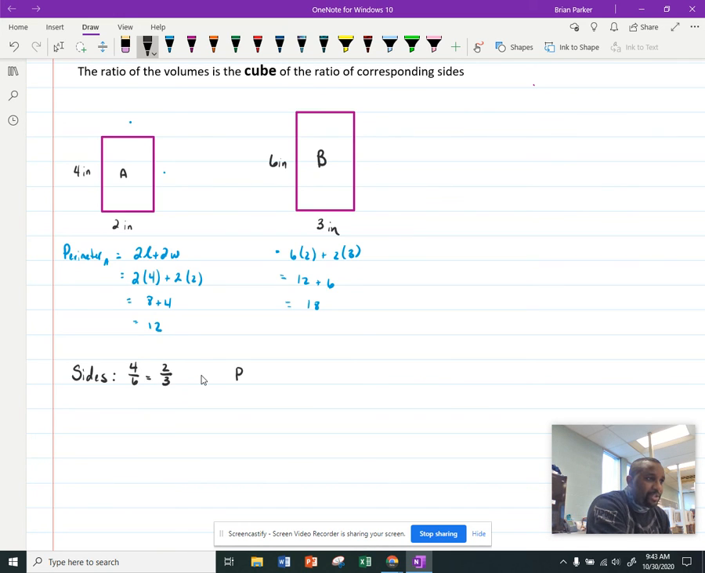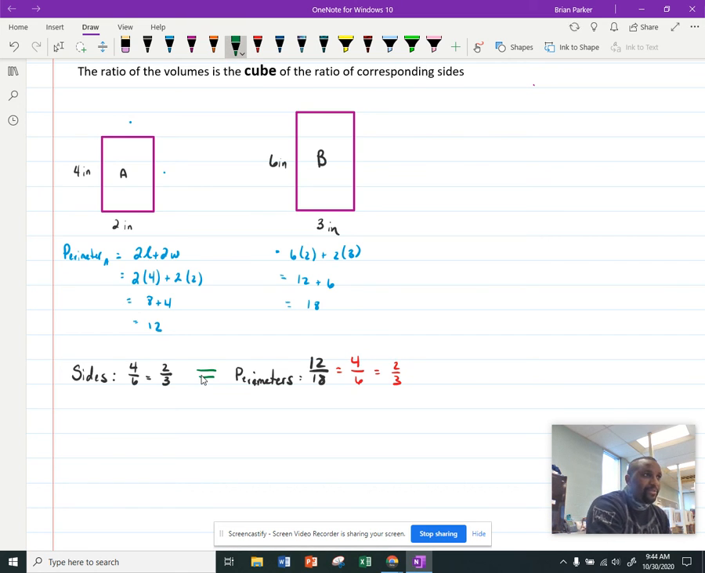If we're talking about the ratio of the perimeters, notice we did A to B, so we're going to do A to B again. That's going to be 12 to 18. But if you think about it, what are both 12 and 18 divisible by? They're both divisible by 3, so that would give us 4 to 6. They're also both divisible by 6, and that would give us 2 to 3. So once again, notice we just proved it. The ratio of the perimeters is equal to the ratio of the sides. These two big statements are exactly the same.